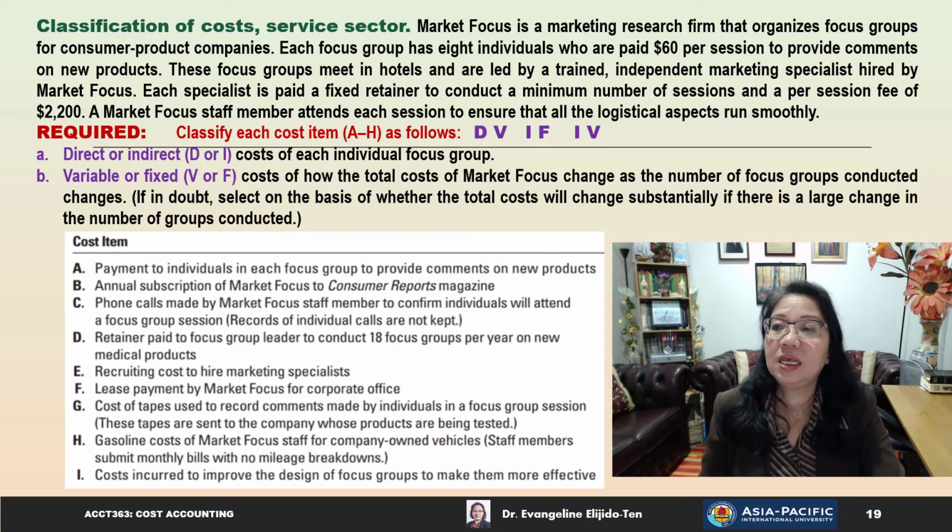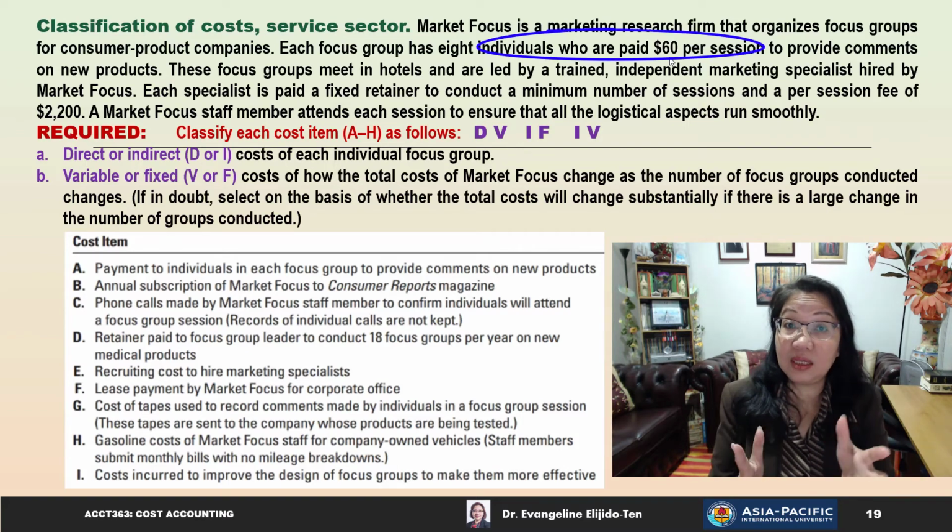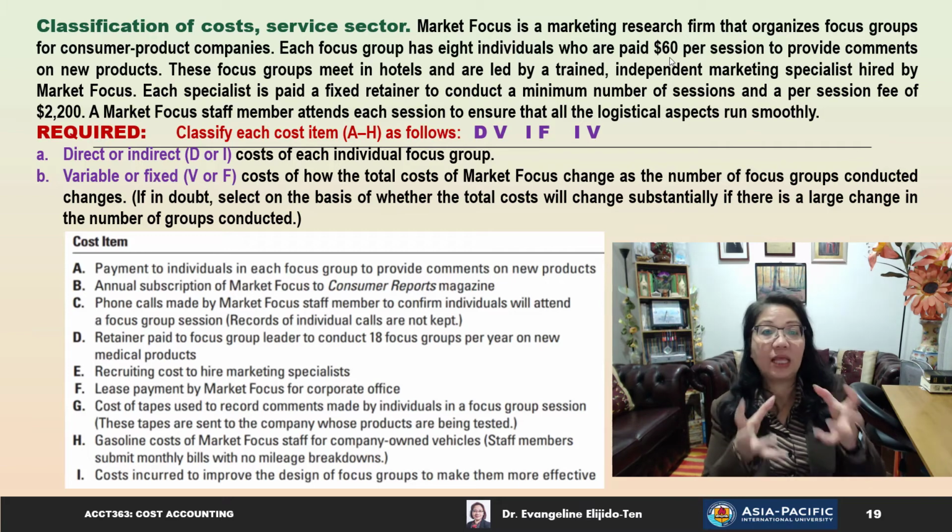So that is this $60 payment per individual. Would that be direct or indirect? We can actually trace it directly to each focus group. That's the cost object, isn't it? All right, so that would be a direct.